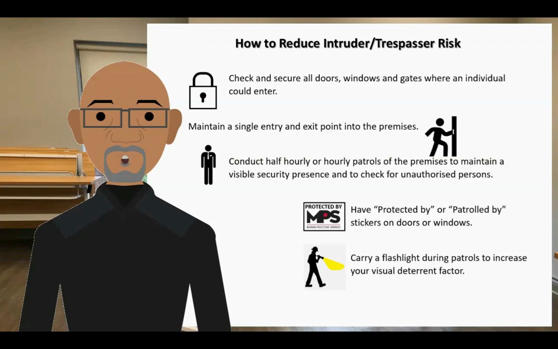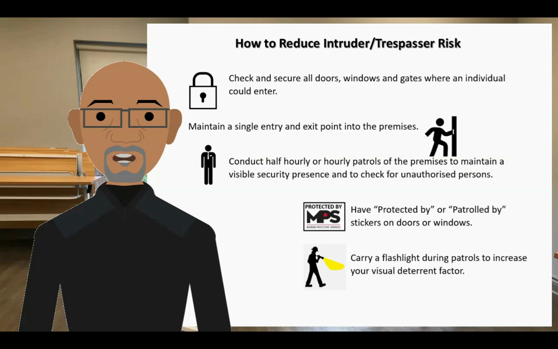Number 1, check and secure all doors, windows, and gates where an individual could enter the premises whenever possible. Report broken locks, hinges, and cracked or broken glass on windows and doors. Number 2, maintain a single entry and exit point into the premises, preferably where people sign in and sign out. Thus, under non-emergency conditions, there is only one way to enter and exit the premises.